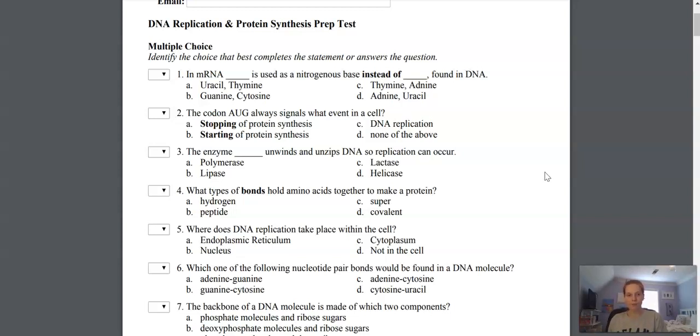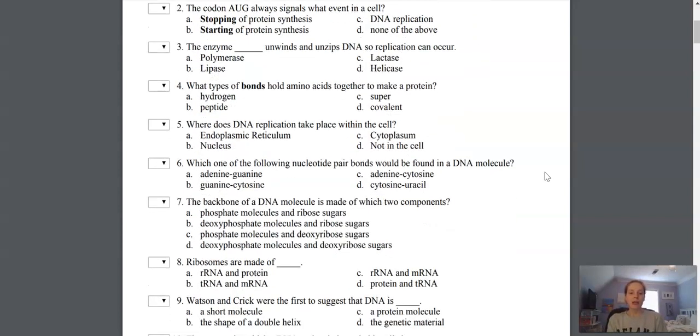So one is A. Two, the codon AUG always signals what event in a cell? AUG is the starting codon. So that is the start codon. It's methionine. Therefore, that signals the start of protein synthesis. So 2 is B. The 3 stop codons, if you remember, you have UGA, go dogs, UAA, and UAG. So those are the stop codons, and then AUG is the start codon.